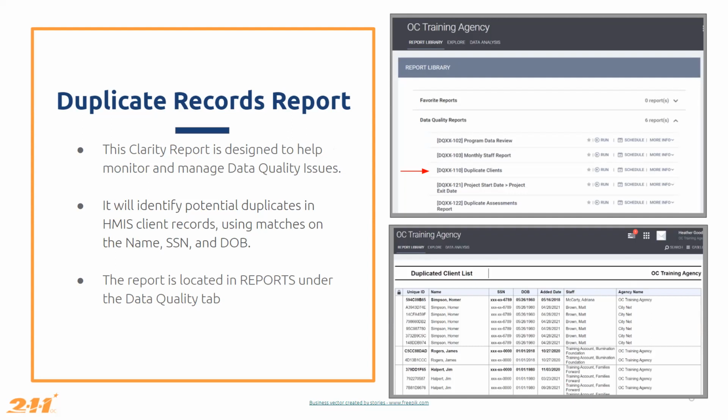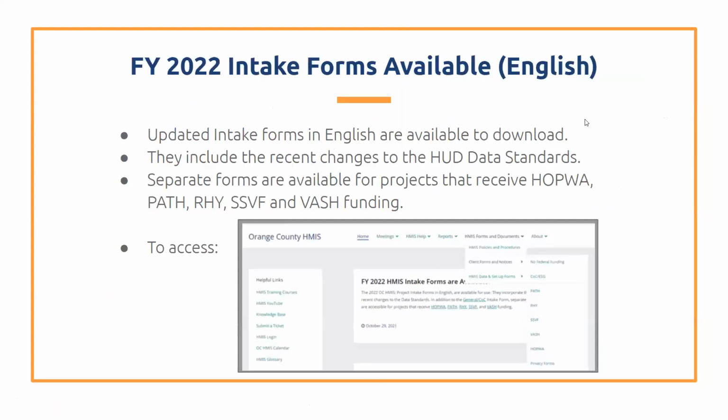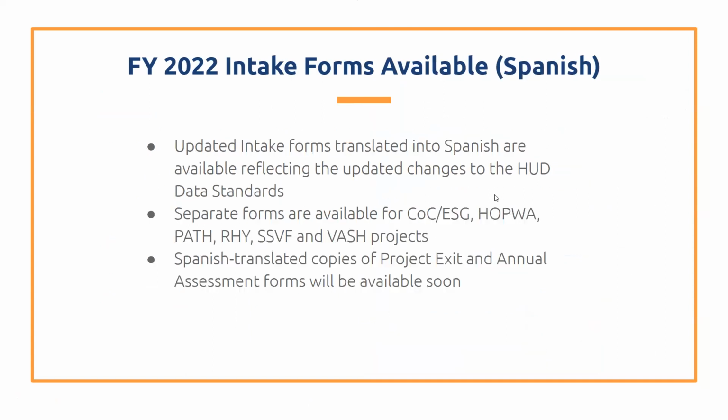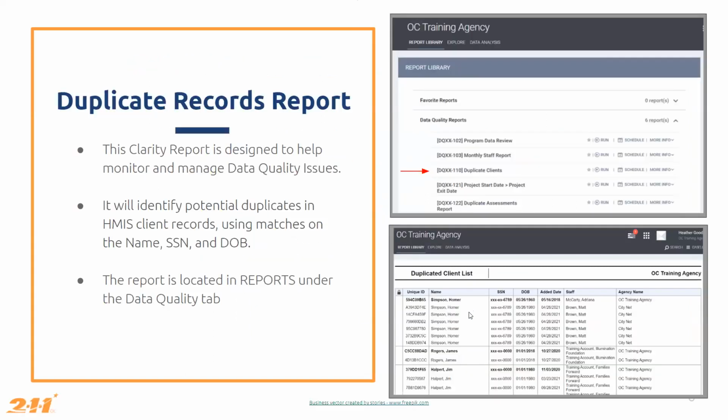All right, I'm not seeing any questions. Oh, hold on. Carmen asked, what do you mean by fix the client? So if you see a client, let me go back. In this case, when you run the report, you can see Homer Simpson, and in the unique ID column, he's got a bunch of different unique IDs. And so those would most likely be client records that need to be merged, especially since their social security number and date of birth are the same.